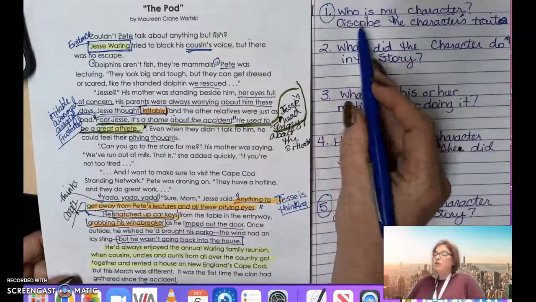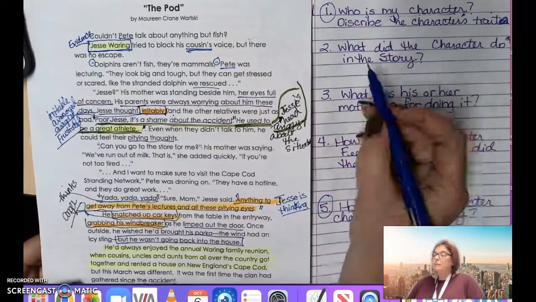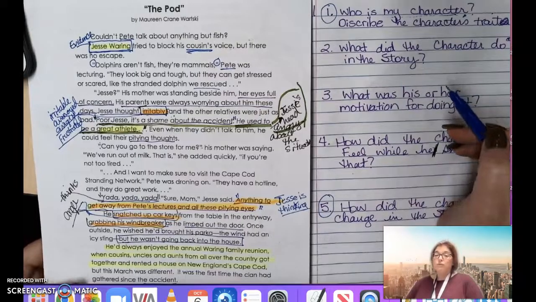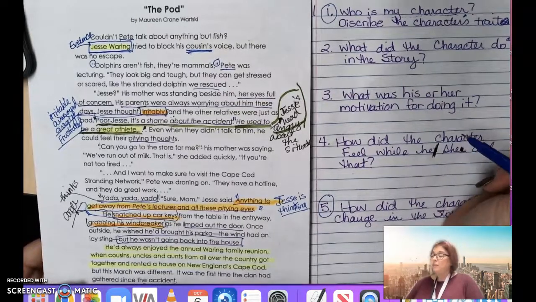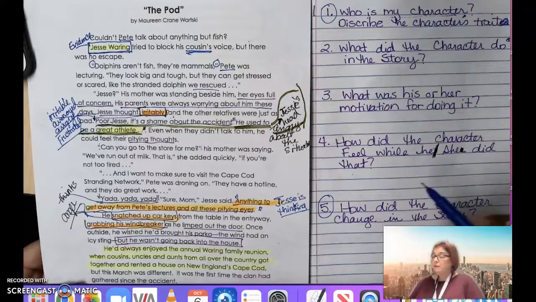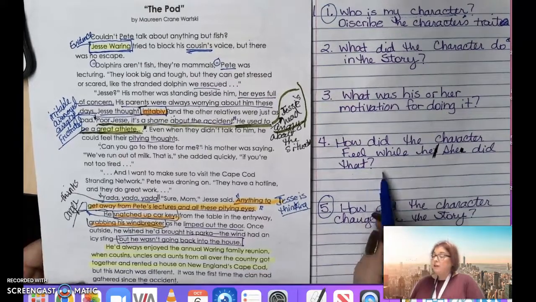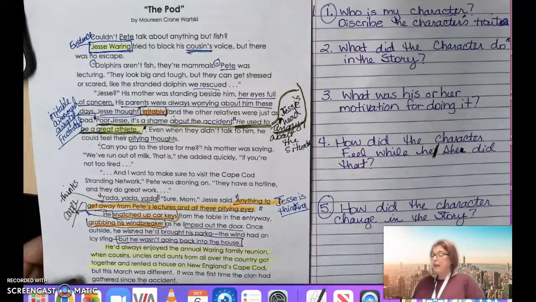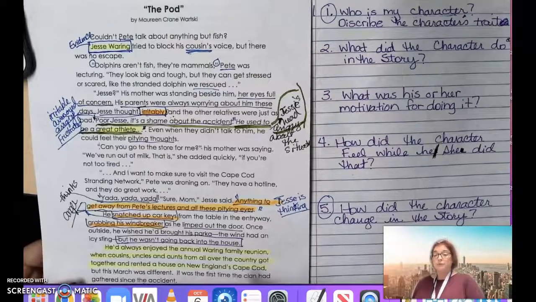So I've answered who my character is. And I've thought about, what did my character do in the story? We'll go through that in a minute. What is his or her motivation for doing it? How did the character feel while he or she did that? And how did the character change in the story, right?